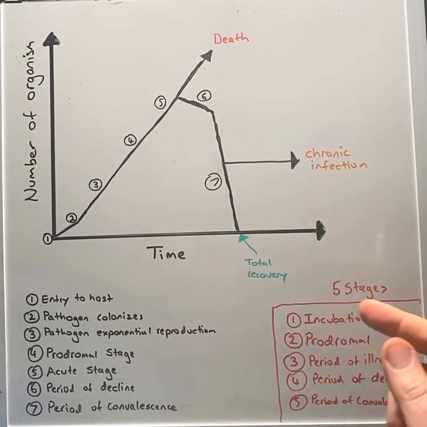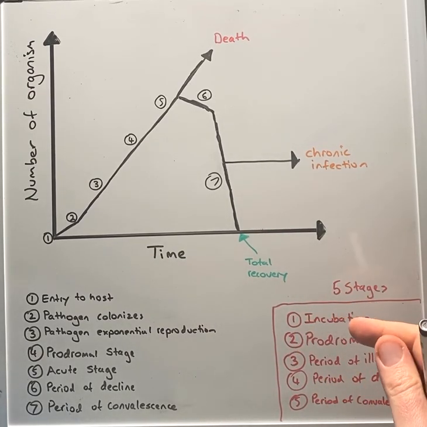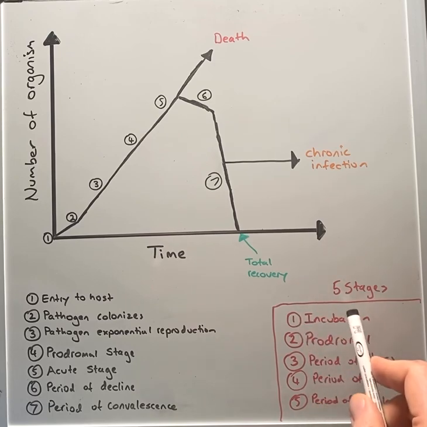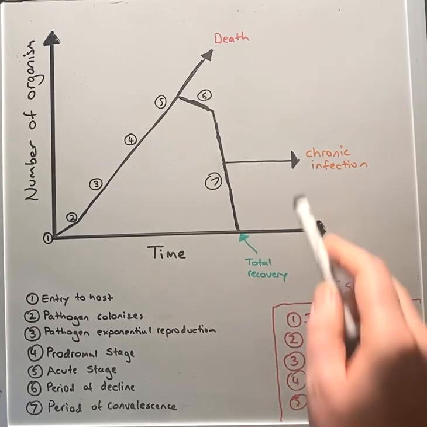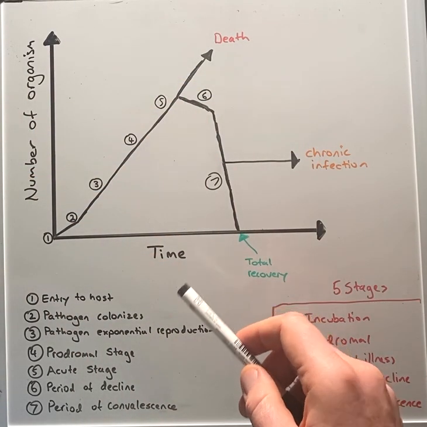There are 5 stages or periods of infectious disease caused by microorganisms. These are the incubation period, the prodromal period, the period of illness, or the acute period, the period of decline, and the period of convalescence. Here I've constructed a graph to illustrate these stages.